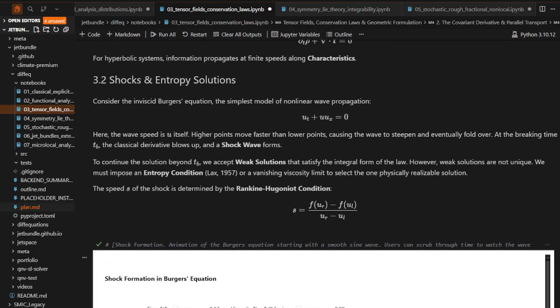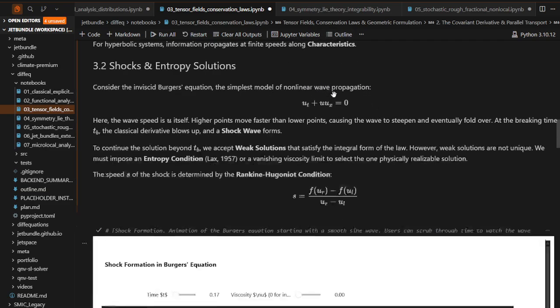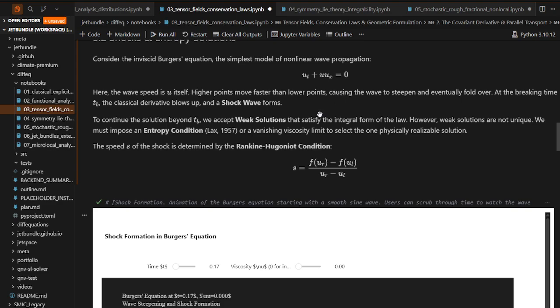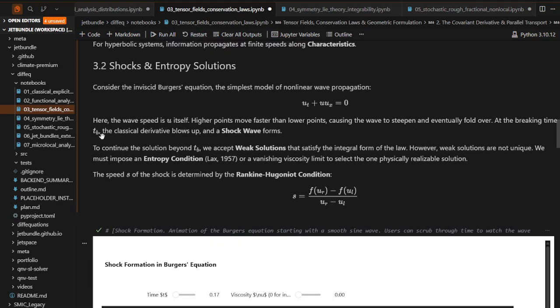So if we look at the inviscid Burgers equation, this is a very simple nonlinear wave model, much like the Riccati equation. It's a good analogy. The wave speed is u itself. The taller parts of the wave will move faster, and it steepens the wave until it breaks at some time t sub b, or time of break, where the derivatives will blow up and form a shock.